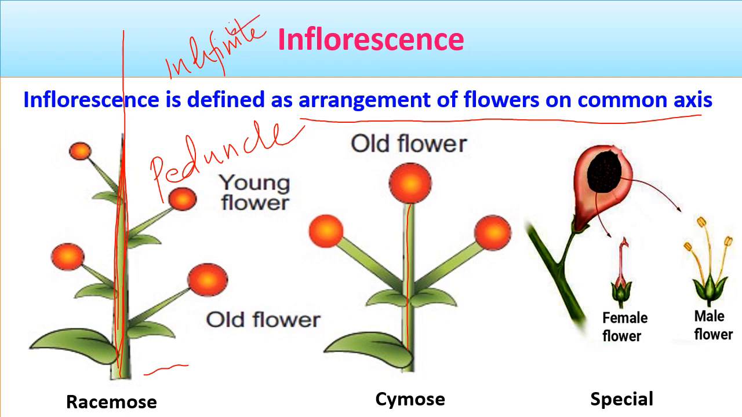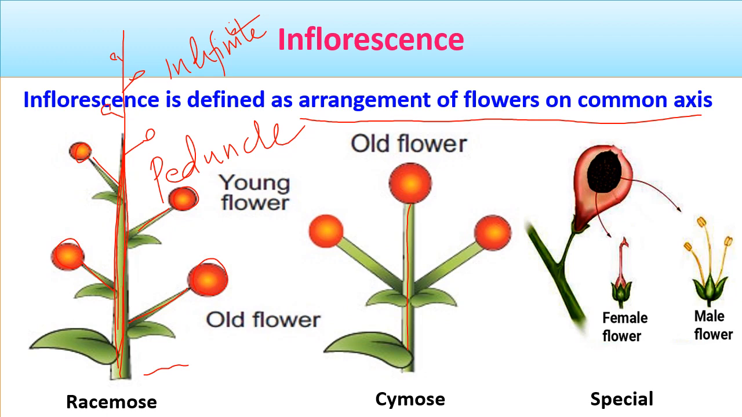It is of indefinite growth, and older flowers are at the base, and subsequently you can see that the youngest flowers are continuously present at the apex. This is called acropetal succession, where the younger flower is at the apex and the older flower is at the base.